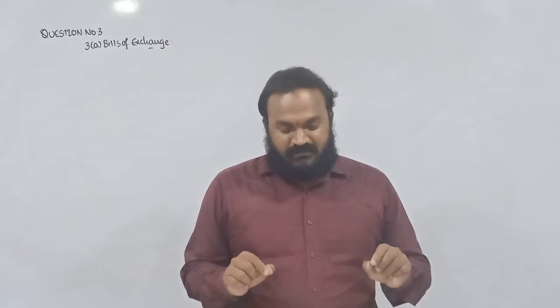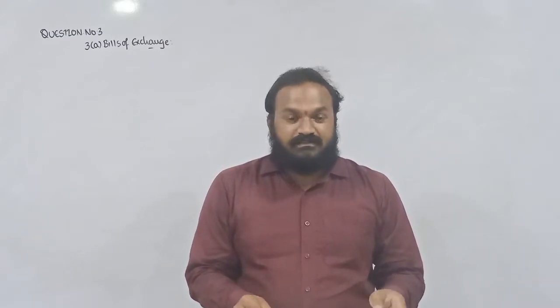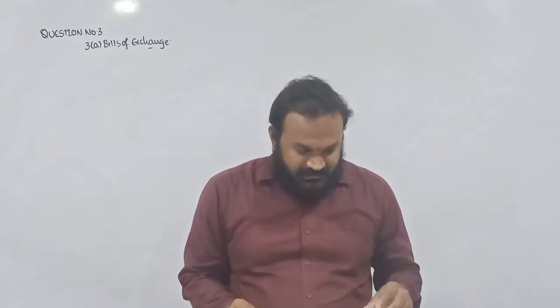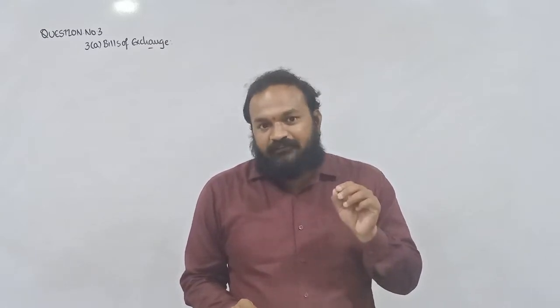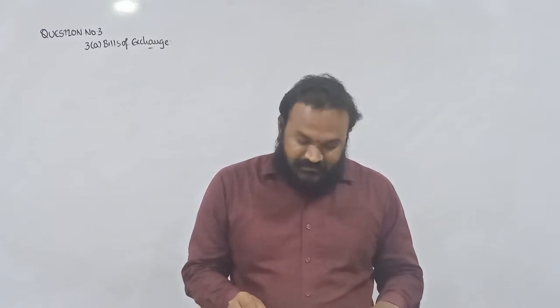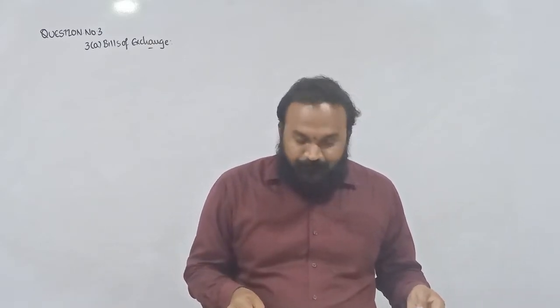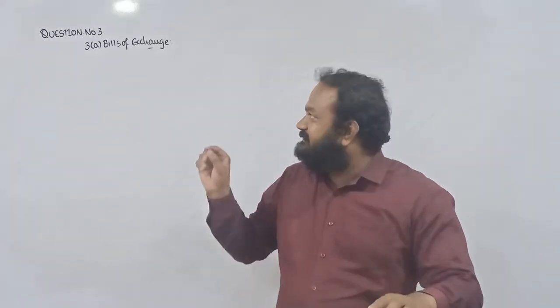In question number 3, boys and girls, there are 3 sub questions. Question number 3A is on bills of exchange. Question number 3B is on average due date. 3C consists of internal choice: one is on a consignment and the second one is on partnership. Right? So let us start this session with question number 3A.